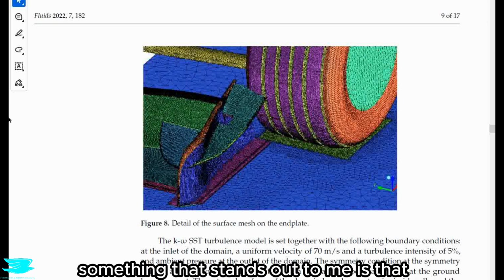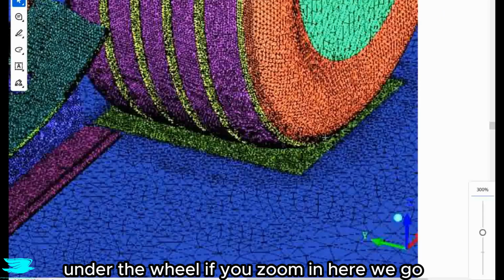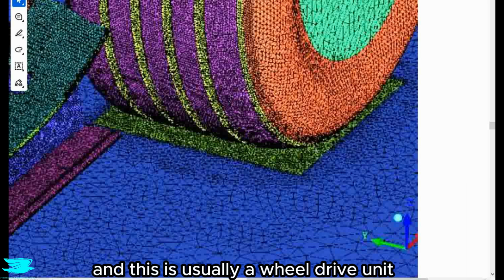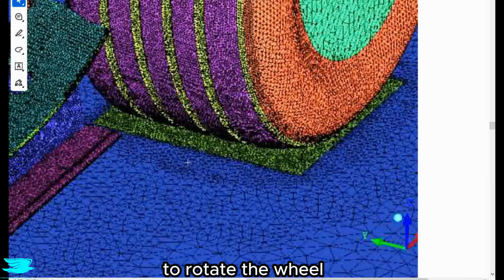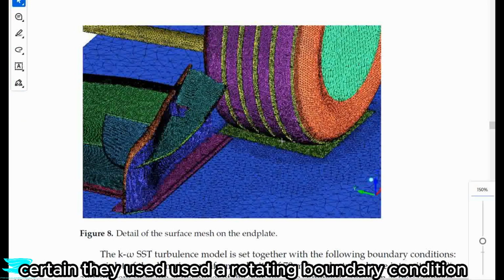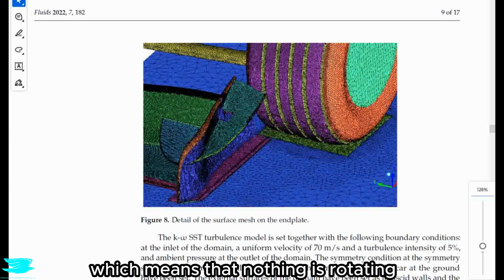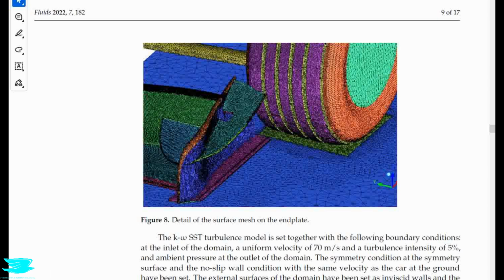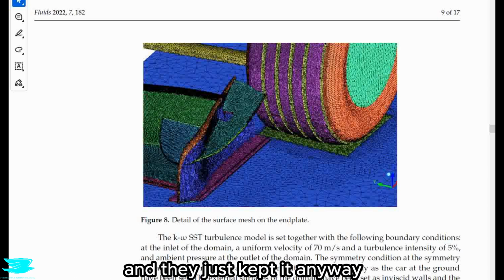Something that stands out to me is that under the wheel, if we zoom in, here we go, you can see a yellow rectangle. And this is usually a wheel drive unit, which is what you use in a wind tunnel to rotate the wheel. So for the CFD, I'm almost certain that they used a rotating boundary wall condition, which means that nothing is physically rotating. So I'm not exactly sure why they have this wheel drive unit here. Perhaps this setup comes from another study and they just kept it.